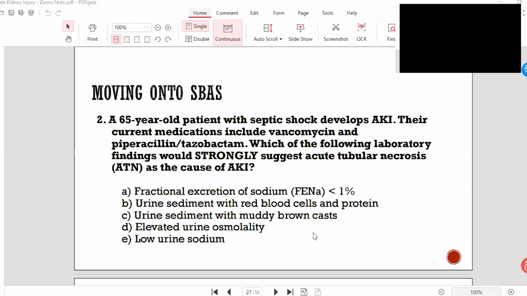So fractional excretion of sodium of less than 1% would suggest that the patient is having pre-renal AKI. In ATN, it would be more than 2%. Urine sediment with red blood cells and protein would suggest that the patient is having glomerulonephritis.